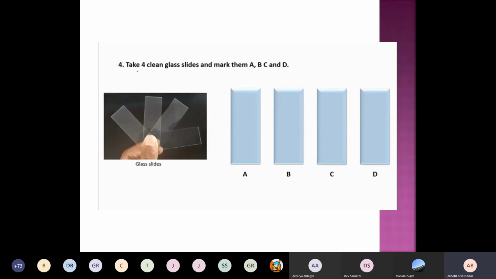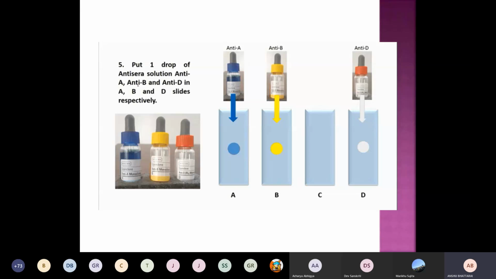Take 4 clean glass slides and mark them A, B, C and D. Here C is used for the control. Put 1 drop of anti-sera solution anti-A, anti-B and anti-D in slides A, B and D respectively. So you put 1 drop of anti-A in slide A, 1 drop of anti-B in slide B, and 1 drop of anti-D solution in slide D.